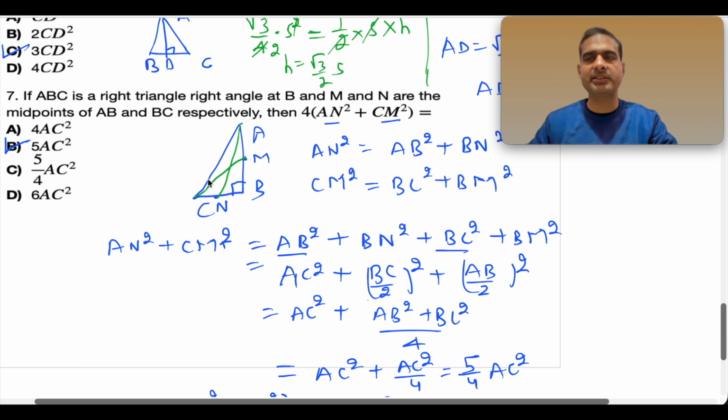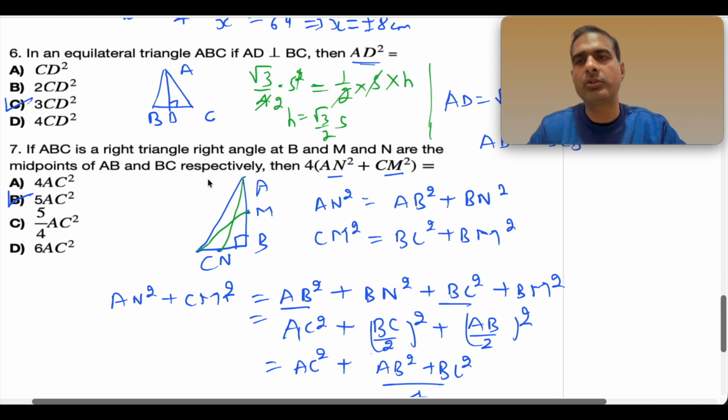So these were the 7 questions from the topic triangles, MCQs. Generally we get descriptive questions, long answer questions or short answer questions from this topic. You will get mostly one question from this topic in the MCQ section.